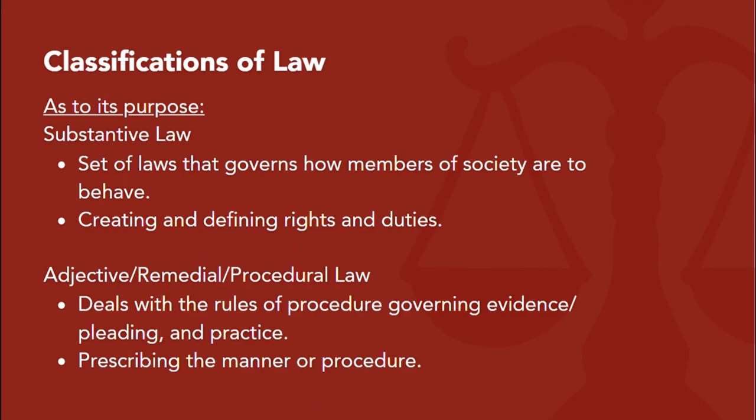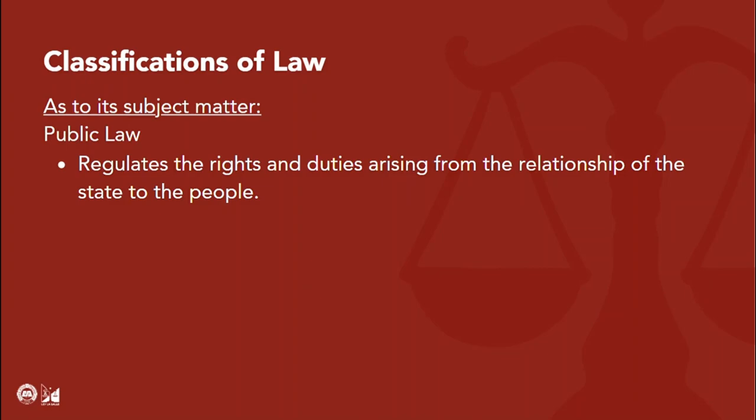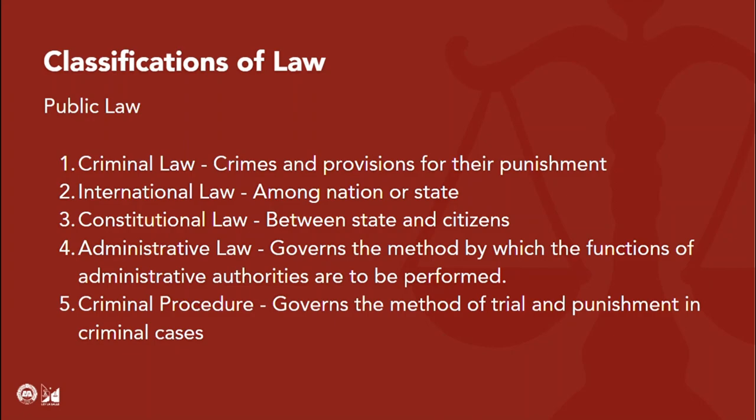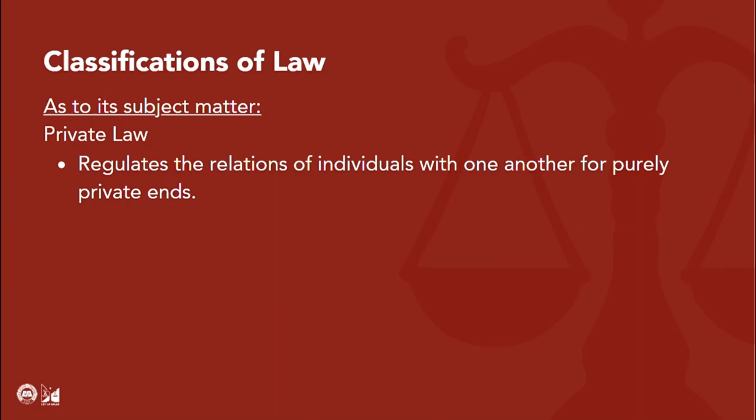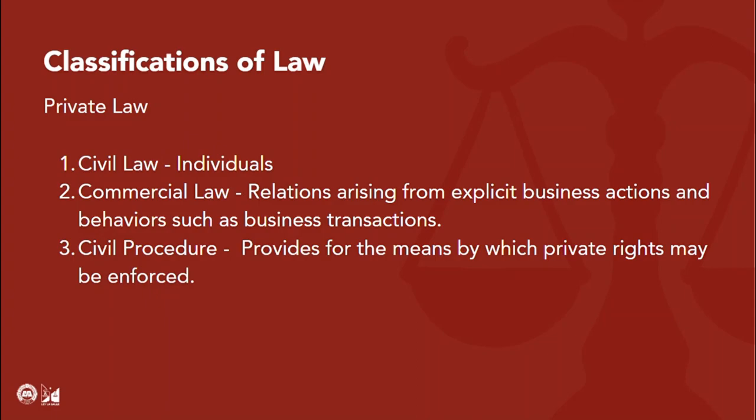Further, as to its subject matter, the public law regulates the rights and duties arising from the relationship of the state to the people. Under here are criminal law, international law, constitutional law, administrative law, and criminal procedure. Next as to its subject matter is the private law, which regulates the relations of individuals with one another for purely private ends. Under here are civil law, commercial law, and civil procedure.